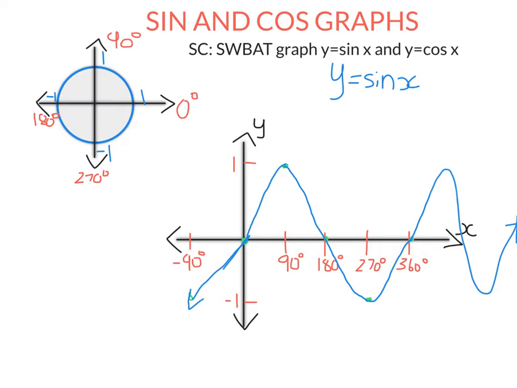There'll be other points on this graph. Of course, we know that sine of 30 degrees equals a half. So then this point here will be 30 degrees and a half.